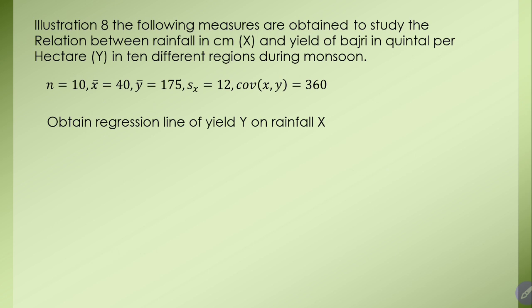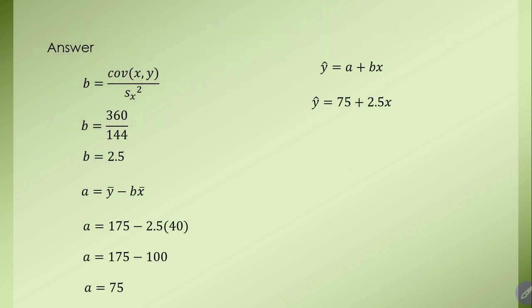Covariance is the variance of two variables combined. It's known as covariance. So mean is given, Sx is given, covariance is given. You have to find the regression line y on x. So which formula will you use? Let's see. We will use the formula B is equal to covariance xy upon Sx square.